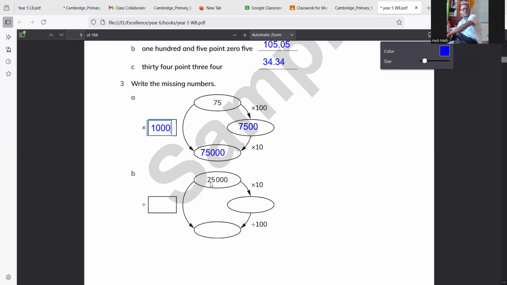We have here 25,000. We multiplied by 10. When we multiply by 10, we add an extra 0. Then when we divide by 100, we cancel 2 zeros out. So it will be 2,500, and the 2 zeros we cancel because we divide by 100. Then they say 25,000 divided by a number is equal to 2,500. Remember, like this, one 0 is cancelled. That means you divide here by 10.